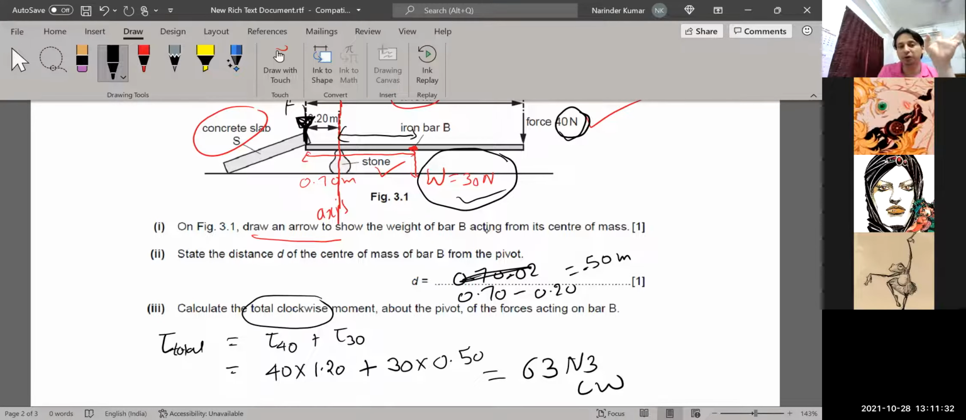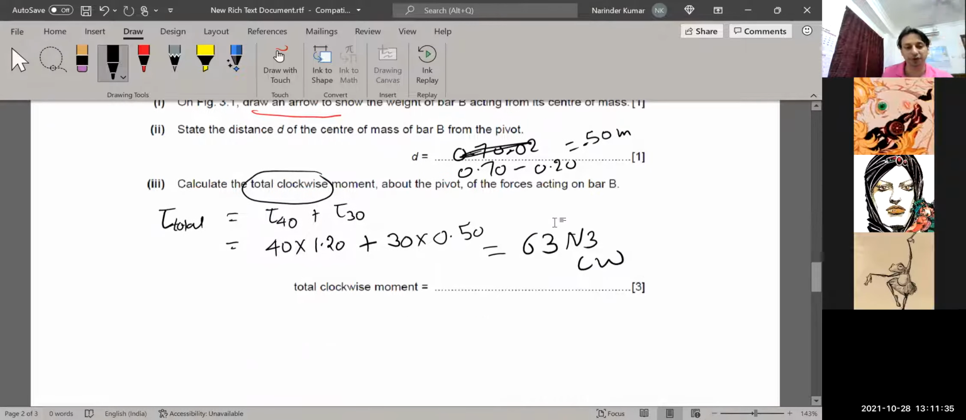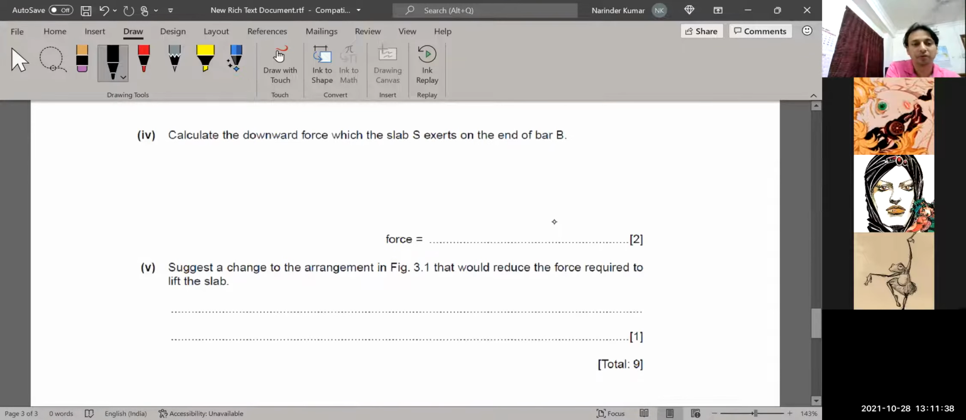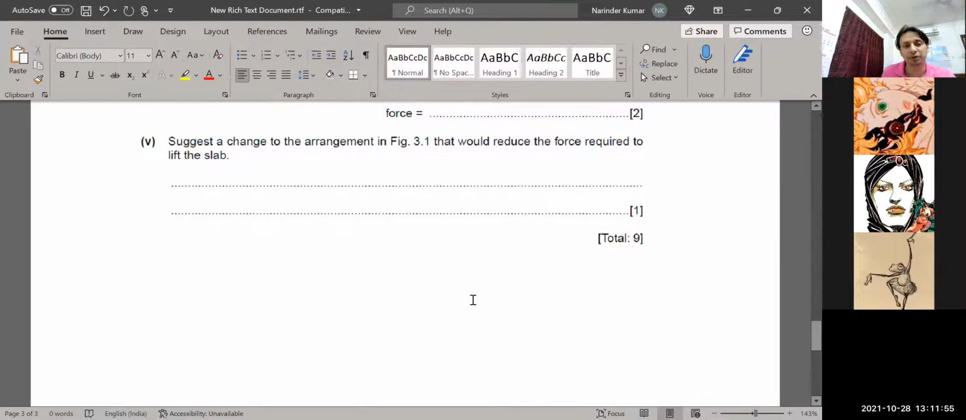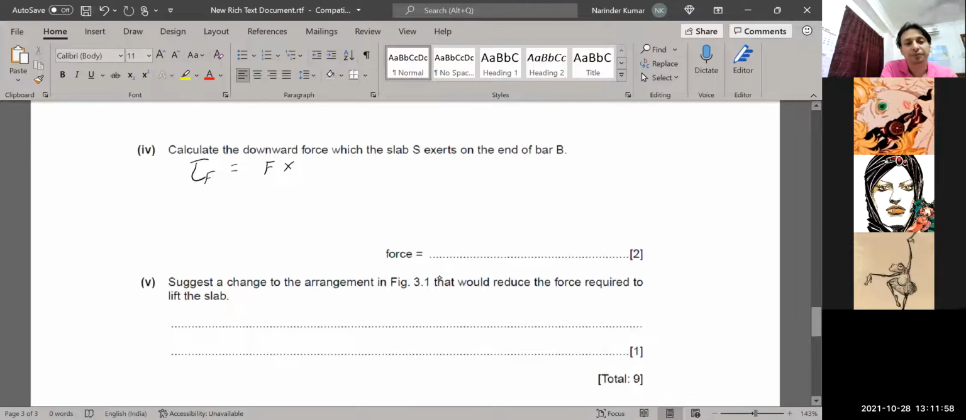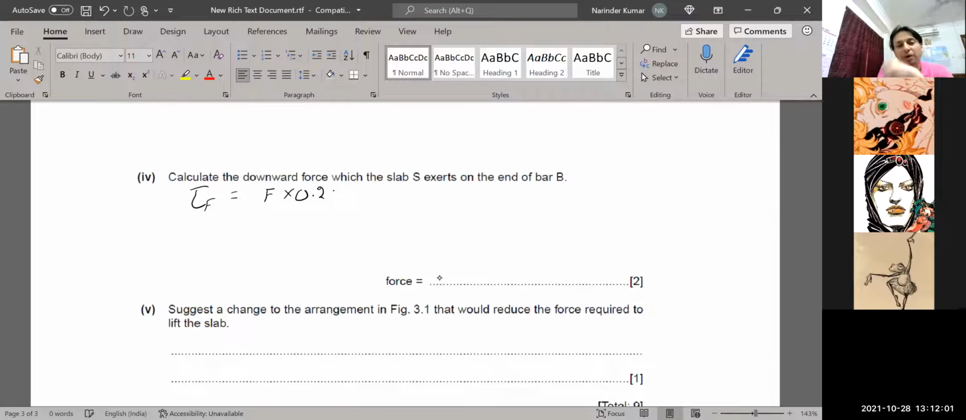So this slab will make the bar rotate in the anti-clockwise direction about the pivot point. Here, the moment due to the unknown force F by the slab is given by the force and its distance from the pivot point. You can see in the diagram that this distance is 0.20 meter. If I apply the principle of moments, this anti-clockwise moment should be equal to the clockwise moment that we already calculated, which is 63.